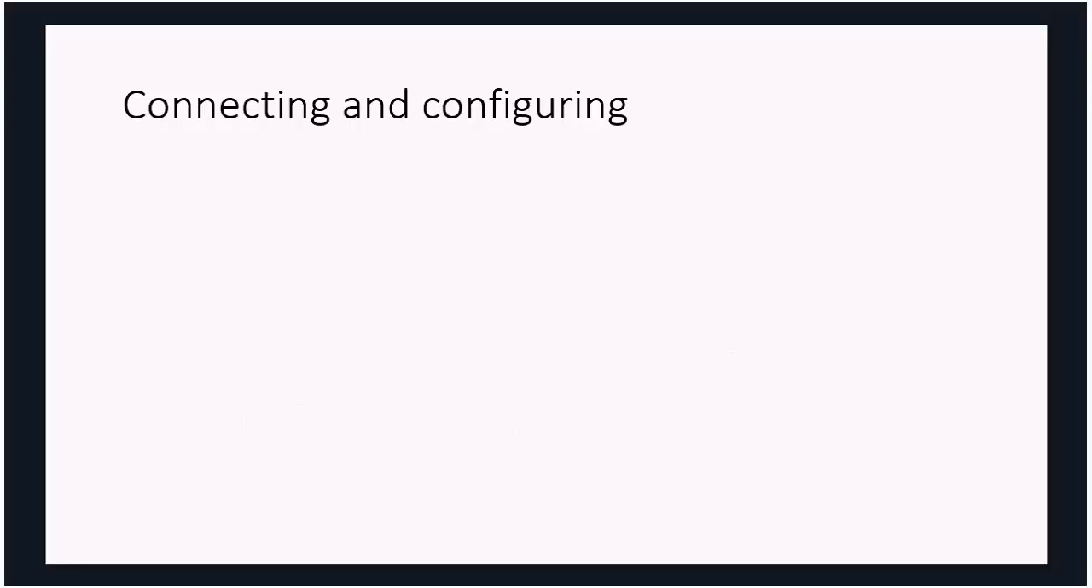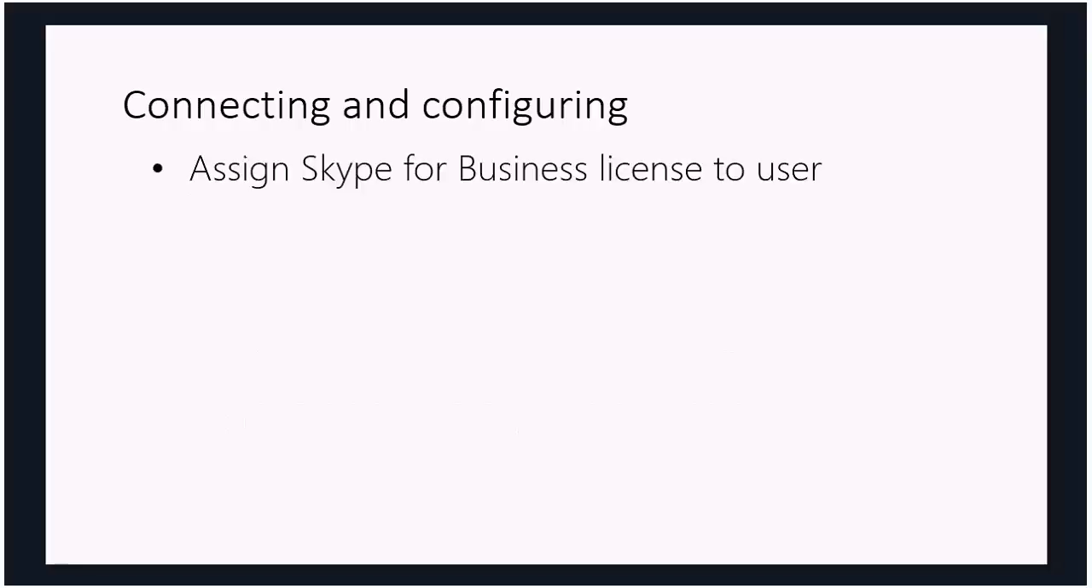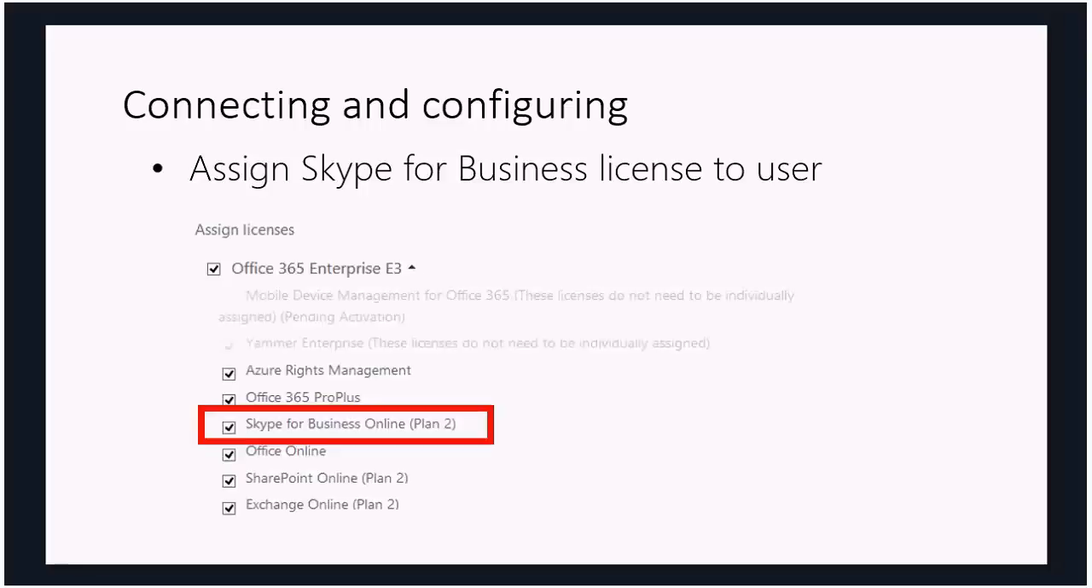So let's talk about connecting and configuring. The first thing that you need to do, which is generally done for you when you assign a suite license to a user, is to make sure that they have a Skype for Business license assigned. So in here, I've taken a screenshot from an E3 license. You'll see that if I expand that, I have obviously Pro Plus, I have Office Online, SharePoint, and Exchange, but one of the options is Skype for Business, and you'll see that it is Plan 2.